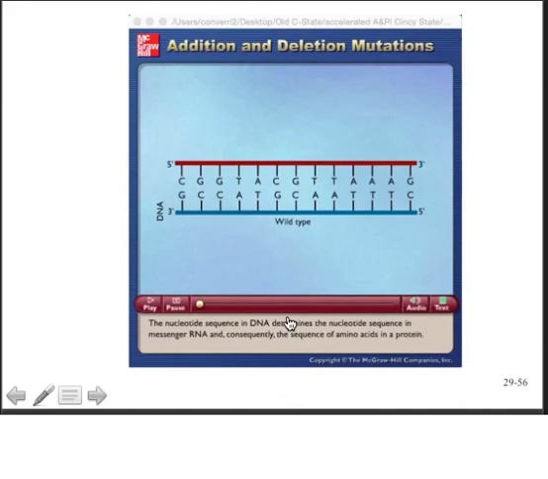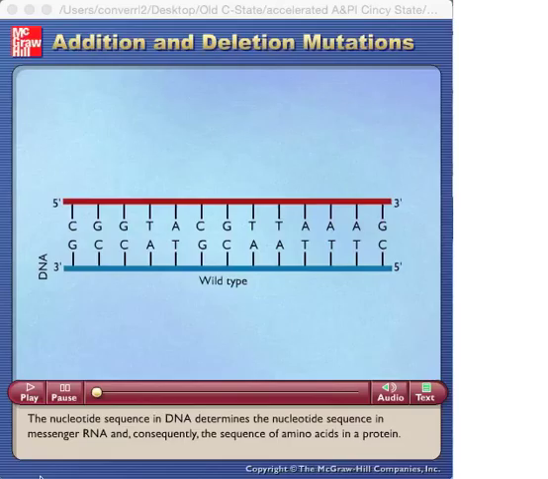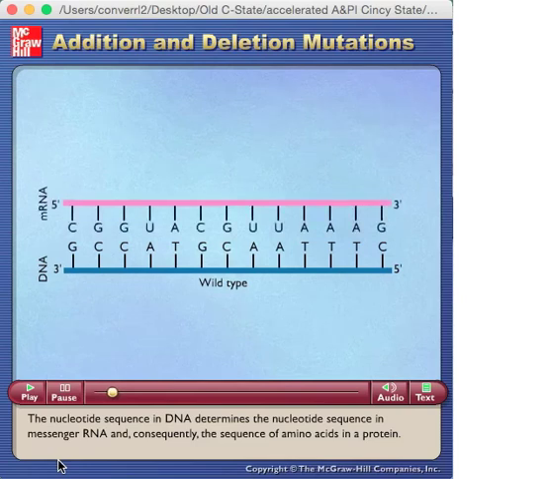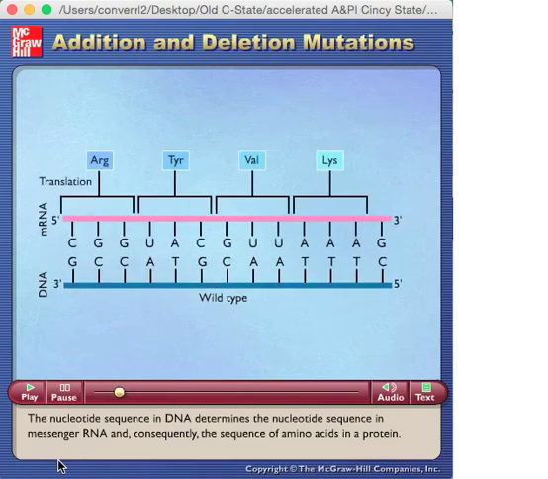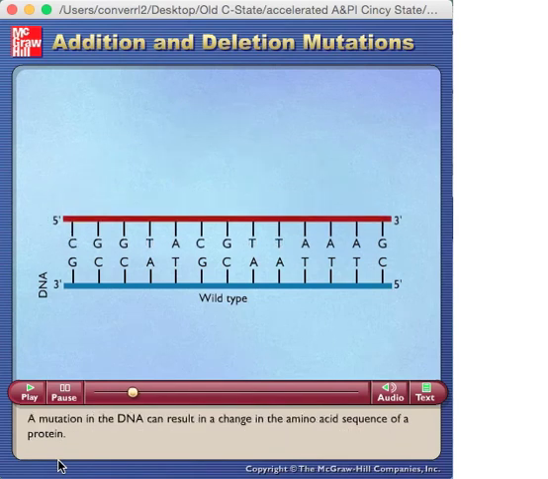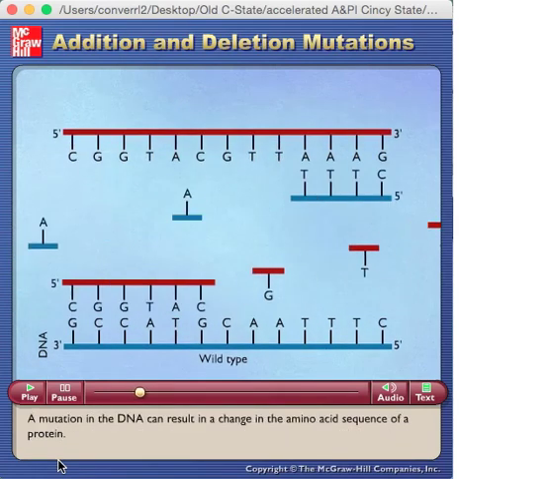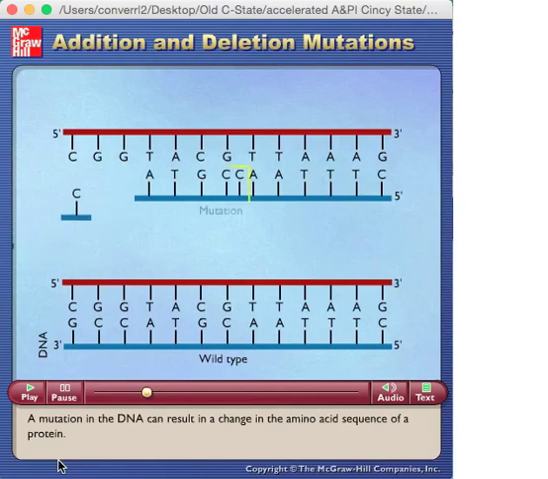Okay, this is just a look at the consequences of different types of mutation. Here we're looking at addition and deletion mutations. The nucleotide sequence in DNA determines the nucleotide sequence in messenger RNA and, consequently, the sequence of amino acids in a protein. A mutation in the DNA can result in a change in the amino acid sequence of a protein.